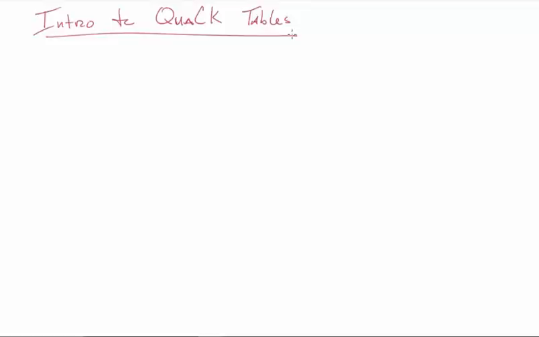We're going to take a look at QuaCK tables. This is the way we commonly refer to them in my class. Really what they're known as is QuaCK tables, but the acronym makes it easier to remember. And a QuaCK table, what we're going to be able to do with it is use these tables to solve for equilibrium concentration.